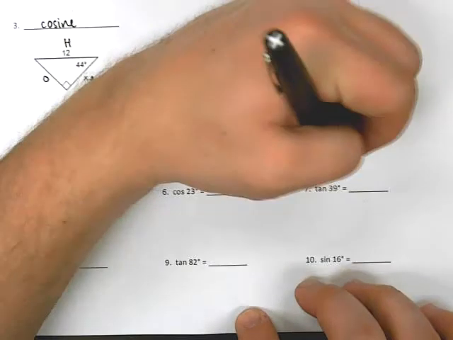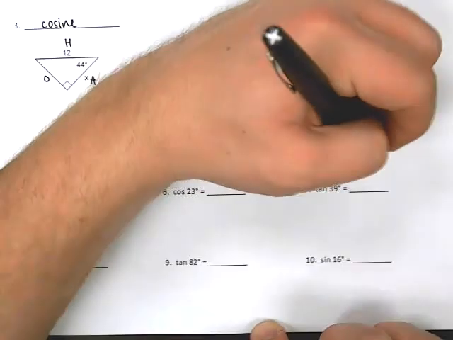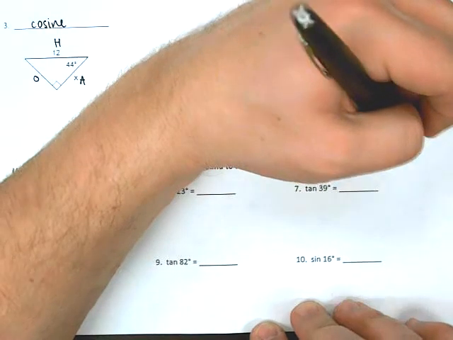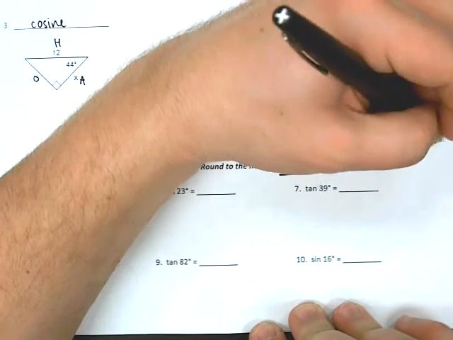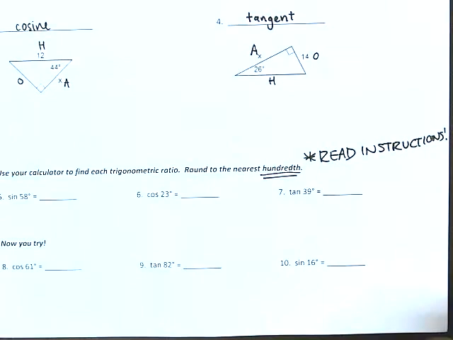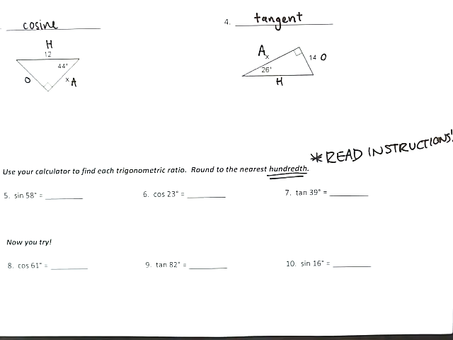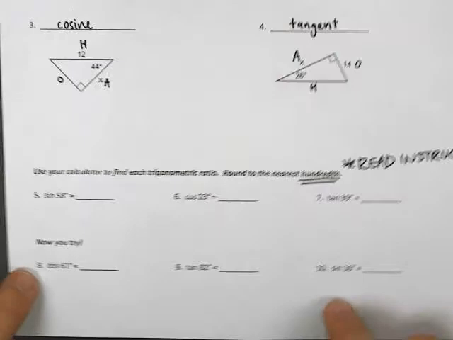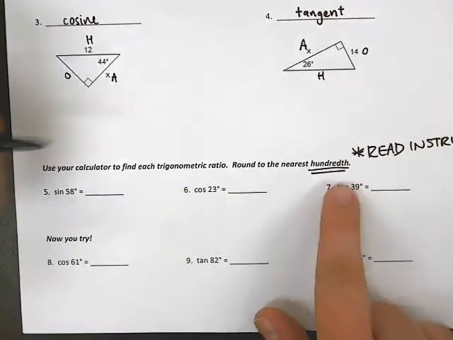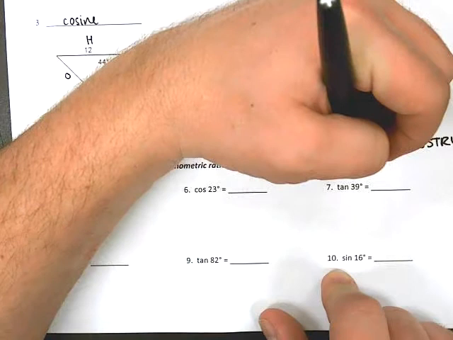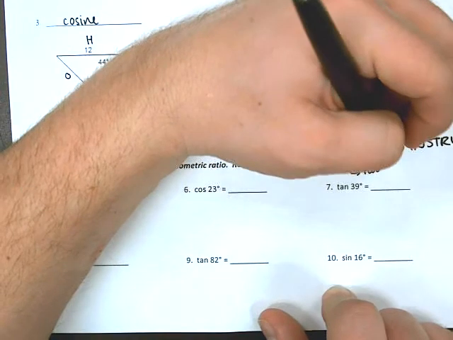Let's make a note right now. Please read instructions. Sometimes this changes. You've got to read the instructions. Sometimes I'll say hundredth, sometimes I'll say tenth, sometimes I'll say 3 decimal places. Please read the instructions. Hundredth means 2 decimal places.